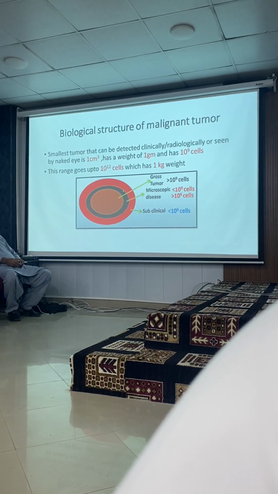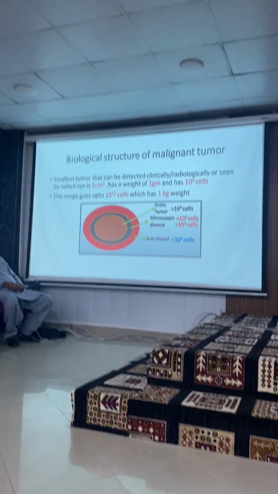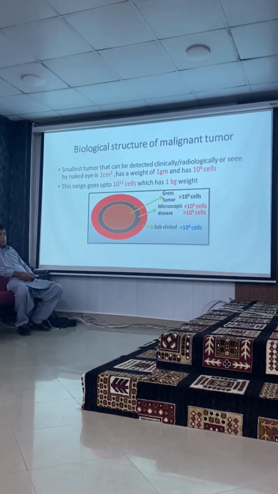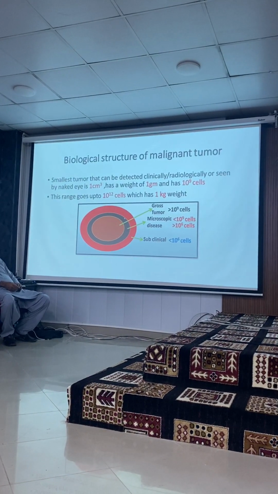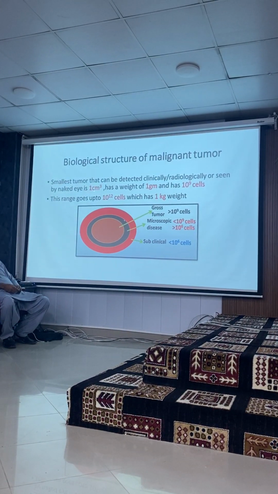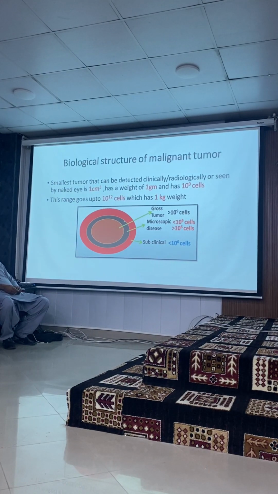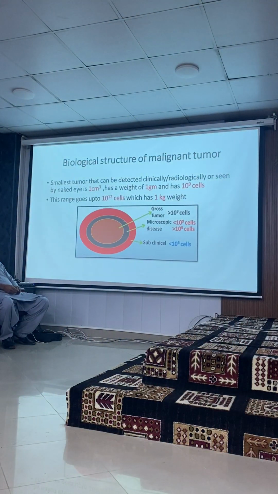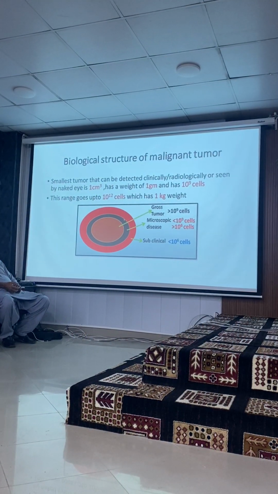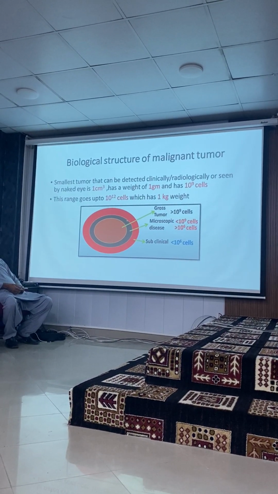The smallest tumor that can be detected clinically or radiologically, or can be seen with the naked eye, has at least a billion cells, 10 power 9 cells, and its weight is 1 gram, and its dimensions are 1 centimeter cube. This clinical range goes up to a trillion cells, 10 power 12 cells, and its size is 1 kg. So this is the clinical range in which we're dealing with the tumor.